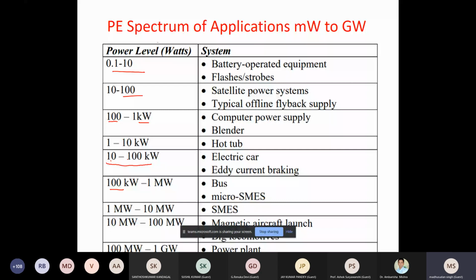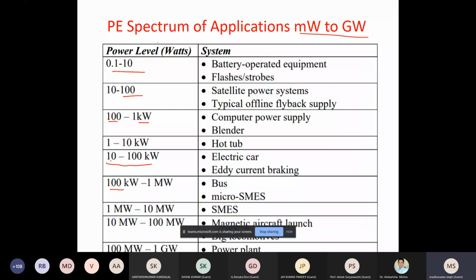And if you go to megawatt applications, there are many megawatt applications, especially energy storage systems, magnetic energy storage systems and all. Power plants use power electronics, and you all know their capacity goes in megawatt for regulating the voltage and frequency. Alternators have solid state control, right? So we can say that PE in fact has a very wide range, starting from a few milliwatt, going to gigawatt. This is what I said.